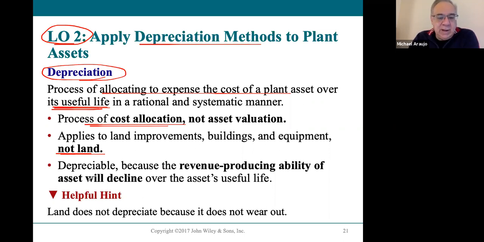Okay, so it's depreciable because, as I mentioned, it contributes to revenue. Like I said, that delivery truck contributes to the revenue for UPS. The pizza oven contributes to revenue generation of a pizza parlor. So those are subject to depreciation. Okay.